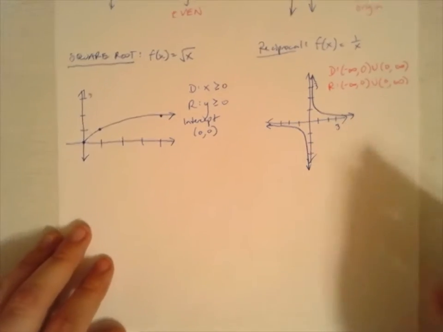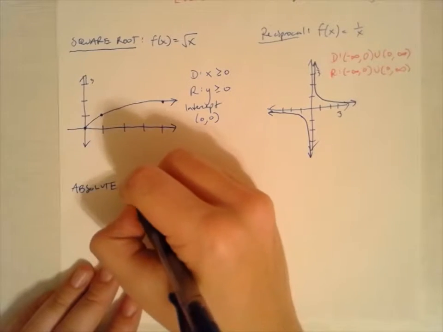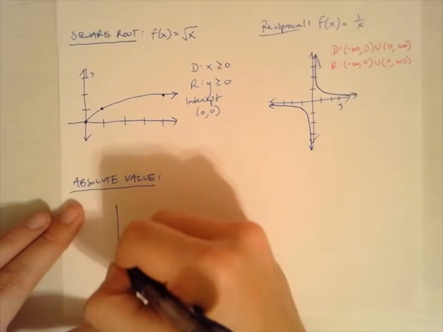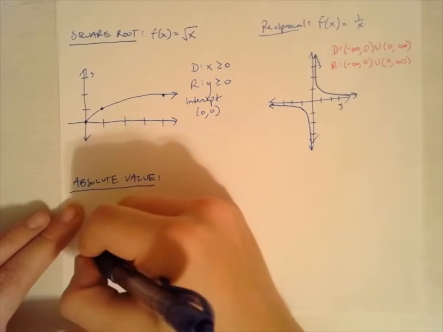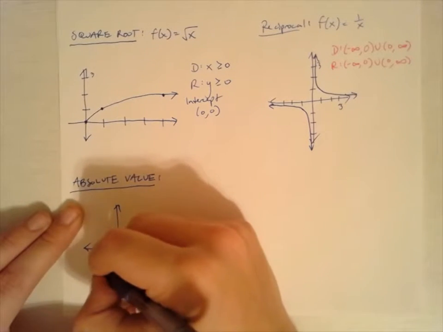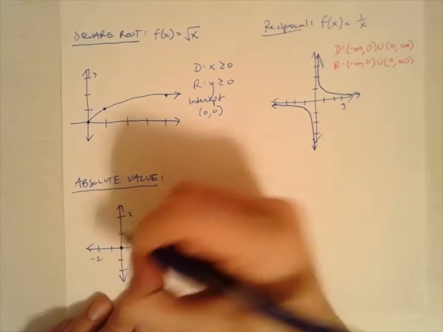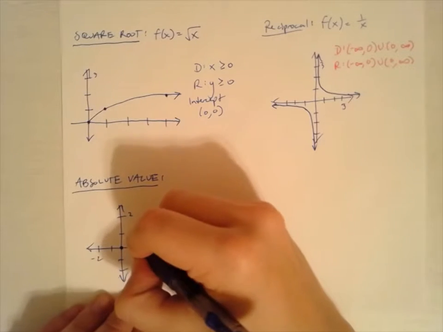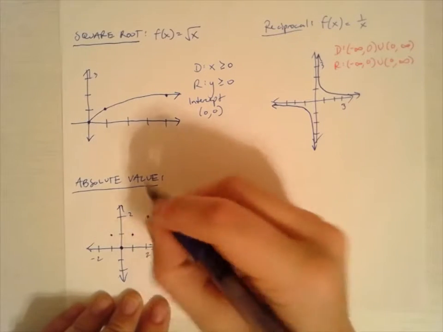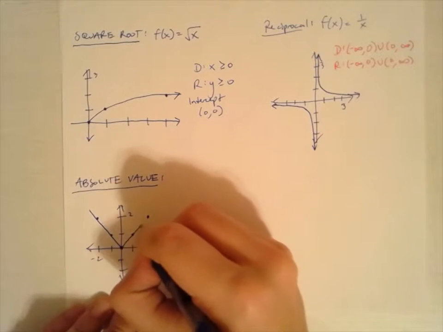All right, let's talk about the last one of these graphs I'm going to throw at you. Absolute value. Absolute value is that classic V-shape. Let's call this 1 and 2, 1, 2, 1, 2, and 1, 2, okay. Absolute value has its intercept at the origin, at least its parent function does. And then we have points (1, 1), (-1, 1), (2, 2), (-2, 2), and it just makes that V shape, that sharp corner.